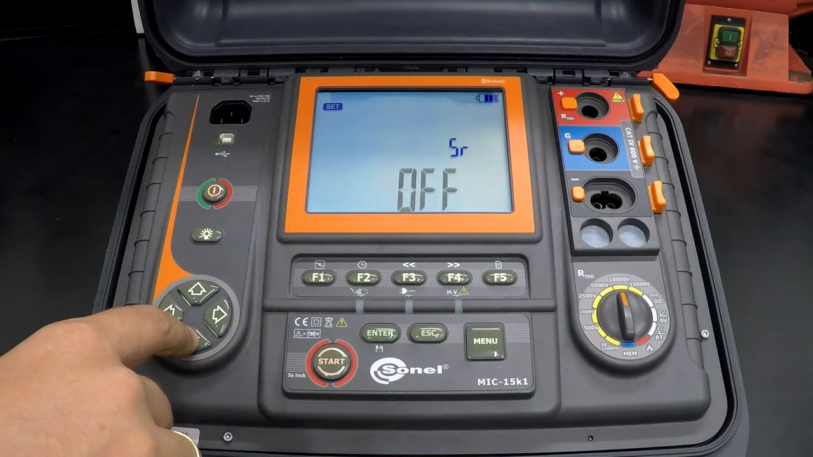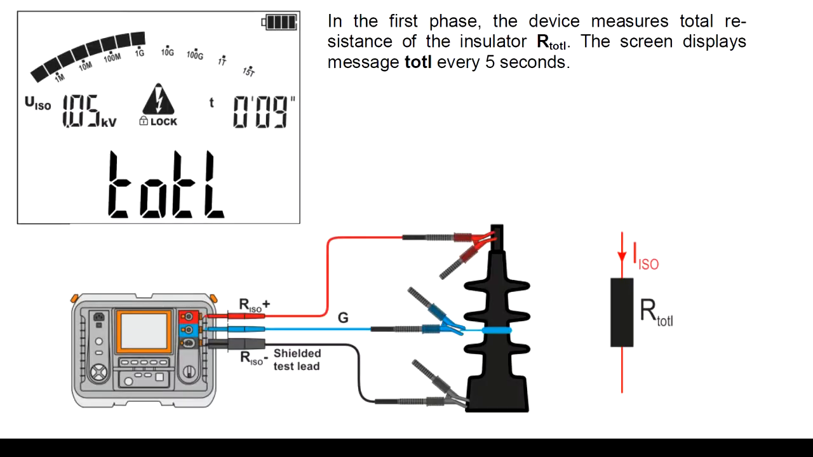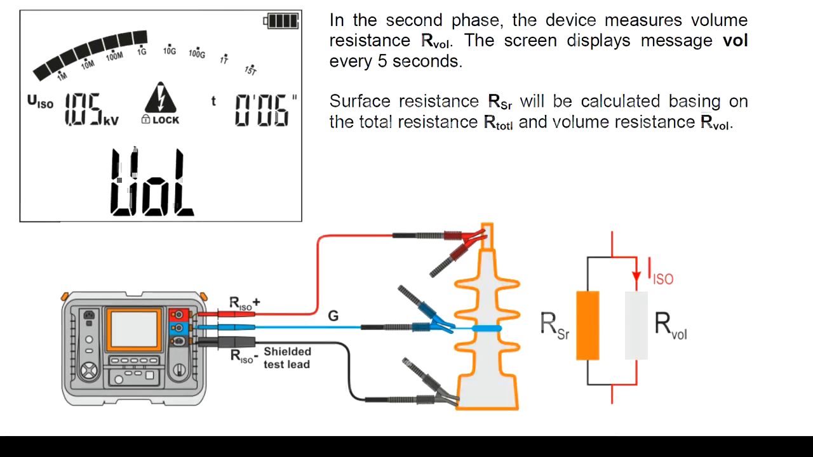This is a new and unique feature which allows you to conduct a three-wire measurement of the object at the same time using the three-wire method. The meter measures the total isolation resistance, where you will see T or TL on the screen, then the volume resistance, where you will see VOL on the screen, and the third one is the surface resistance.